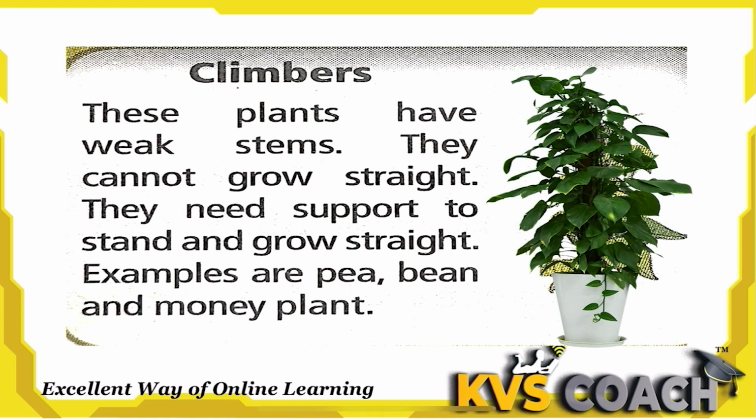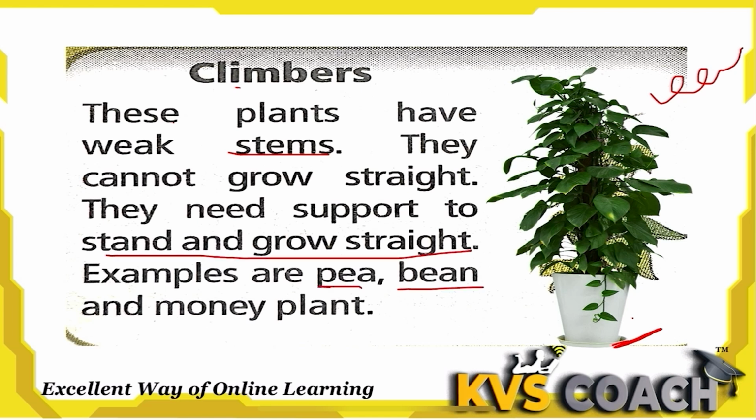Next one is the climber plant. These plants also have a weak stem, like the money plant. This is the picture of a money plant. They also have a weak stem, so they need support to stand straight. So they have small lens-like structures. These structures get support from another plant or another thing, and then the plant grows and stands straight.